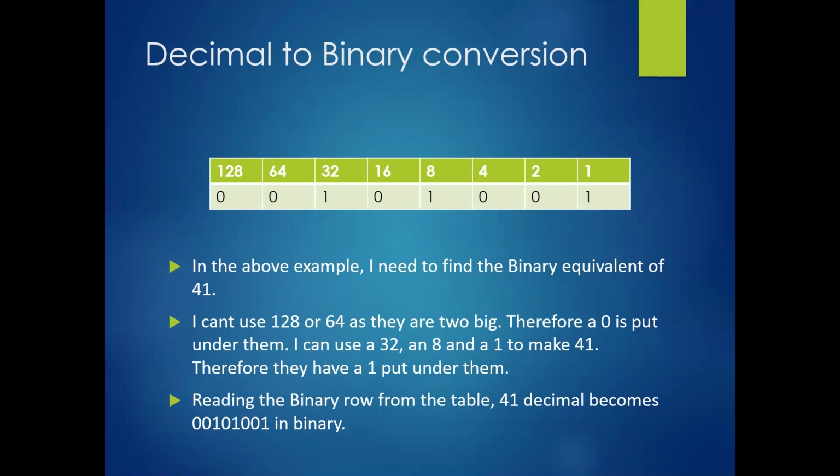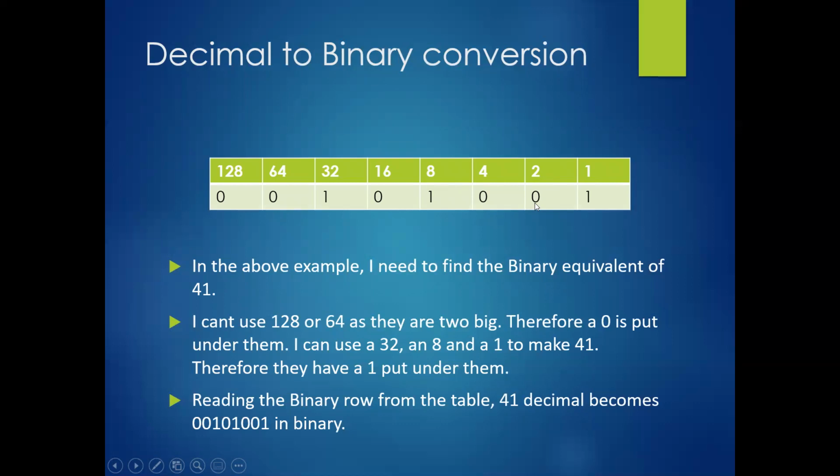So we've used a 32. We can't use the 16. 32 and 16, as we all know, is 48. And again, it's too big. So we'll just put a 0 in where we're not using these place values. And we put a 1 in where we are using them. So 32 plus 8 would be 40. And we can add a 1 on at the end. And we put zeros in if we're not using them, as I said.